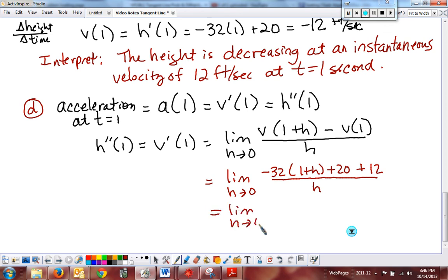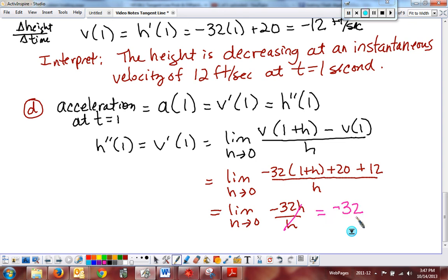Limit as h goes to 0, we end up with negative 32 plus 20 plus 12, which is going to go away. You basically end up with negative 32h over h. That's going to cancel, and the limit of a constant is the constant.